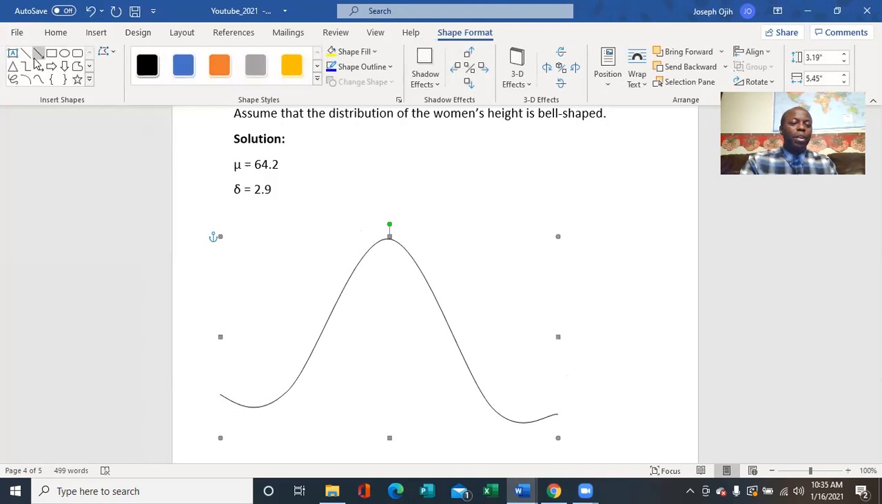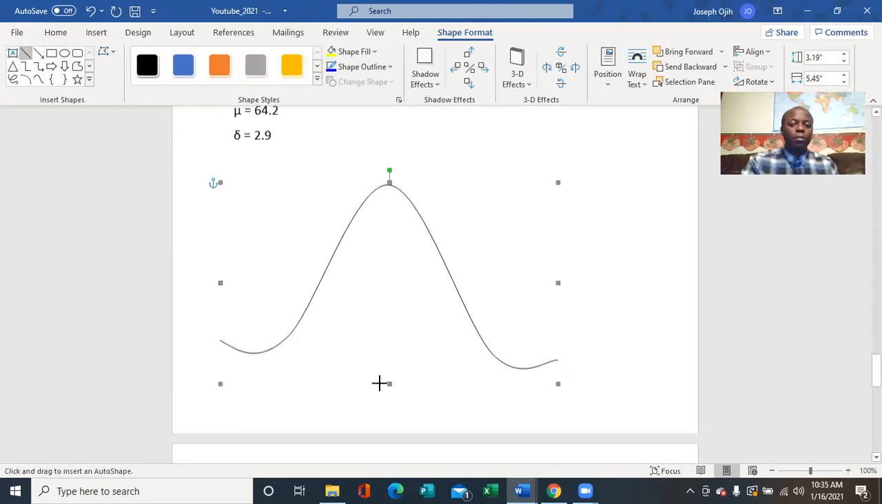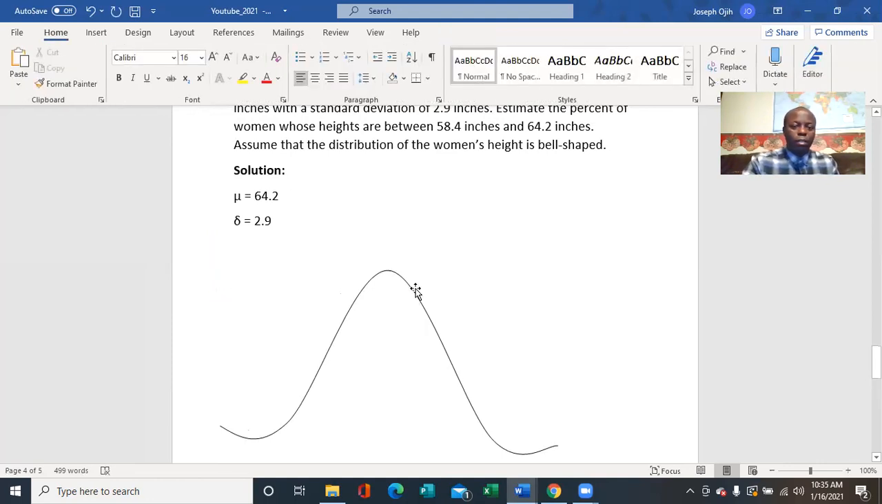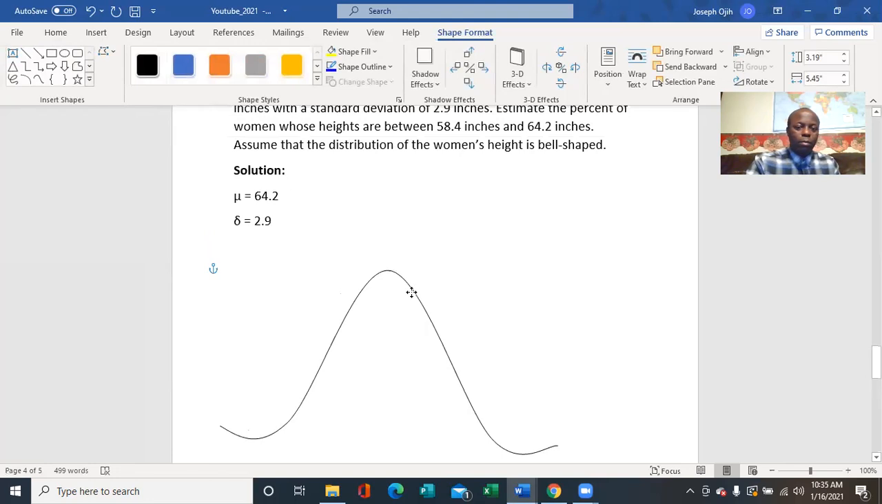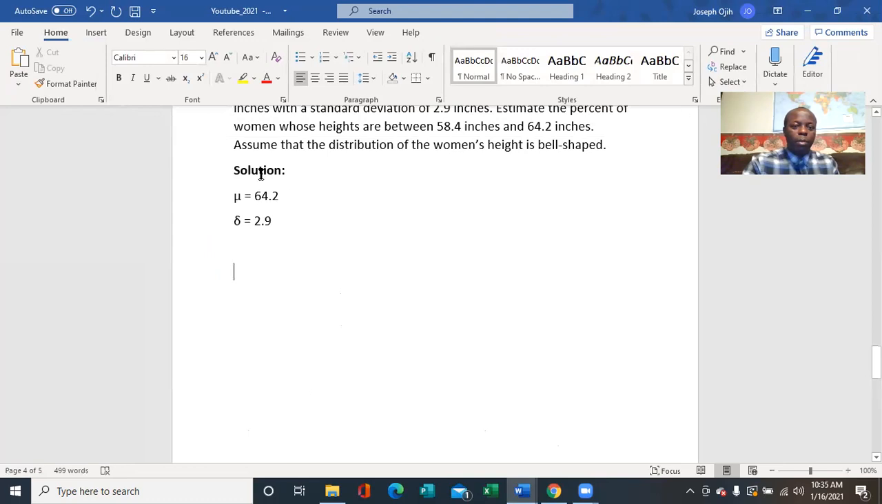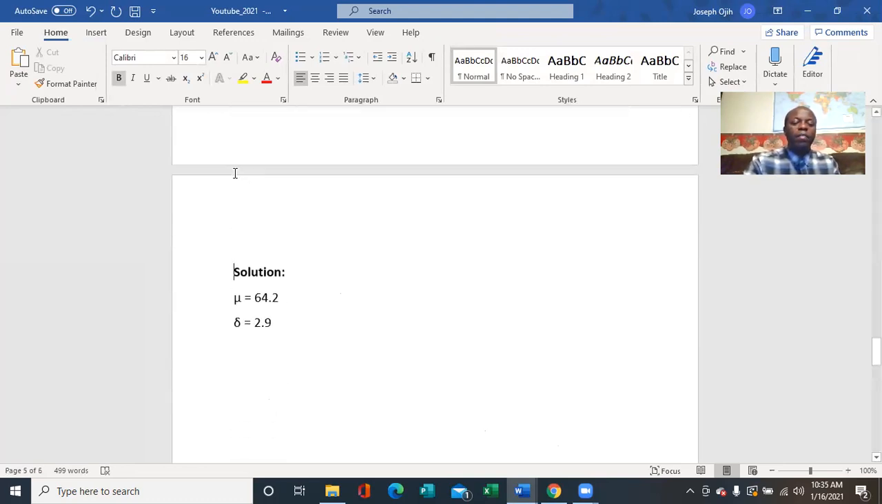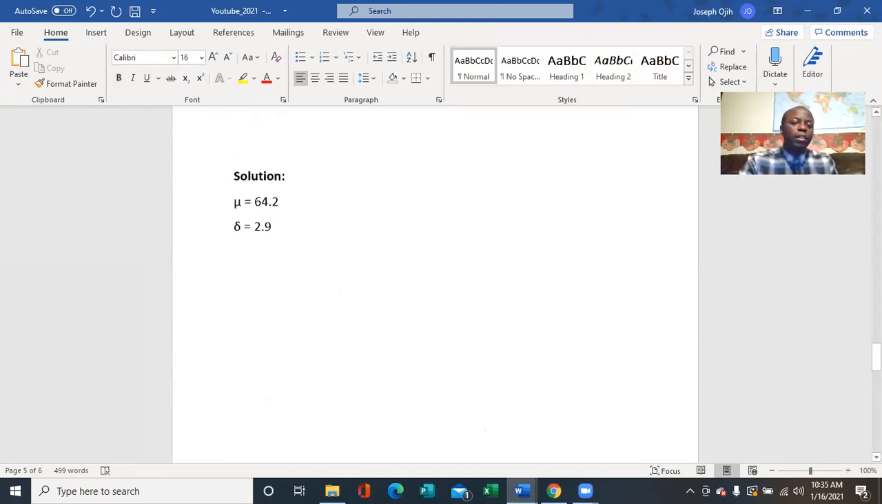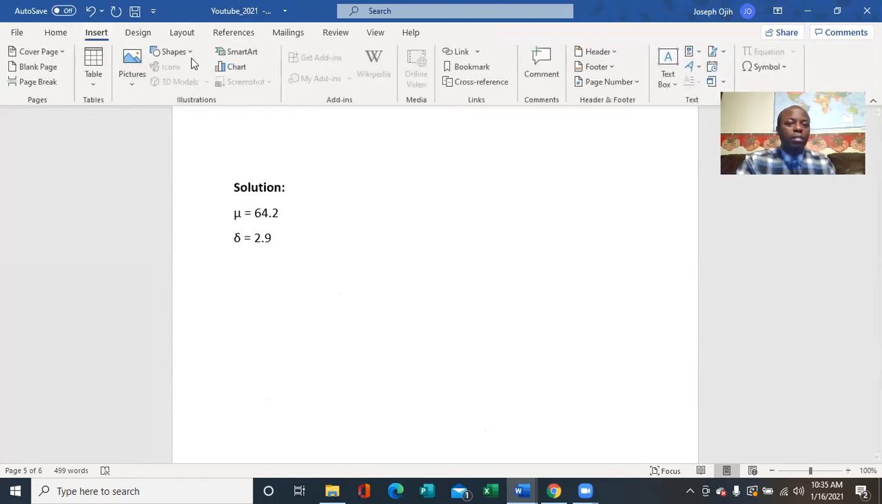Now I'm gonna put, I think I'm gonna move this down so that we can have enough room for this. Okay, I'll move it down. Let me move the solution down to the next page, so we have enough room for the curve. Okay, insert it.